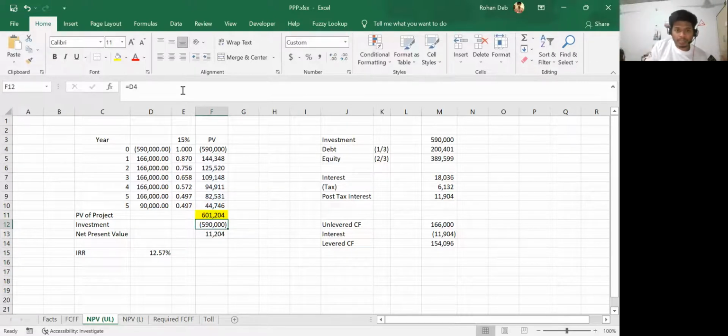Maybe this approach will help you understand better. So for 5 years, 166,000, initial investment, and last I got a salvage value of 90,000. Then I discounted on the basis of the RRR, which comes to 15%. Present value is basically this multiplied by this, comes to 144. Add everything up, you'll get the present value of the project. From that you decrease the investment. So you invested 5,90,000. This gives you the net present value of 11,204, which is positive, which means that the project is good to go.